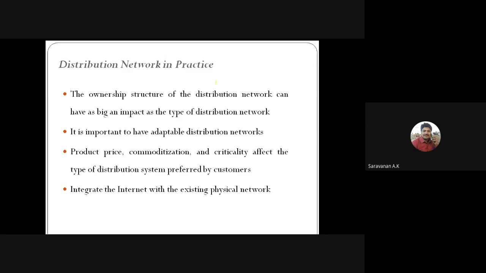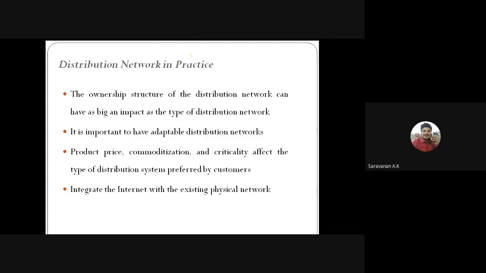Then the distribution network in practice. Always if we analyze in a theoretical manner, it's somewhat difficult to get results, and in a practical manner we can get a different type of analysis report. So while designing a distribution network, we have to consider some terms. What are the terms we have to consider? These terms.